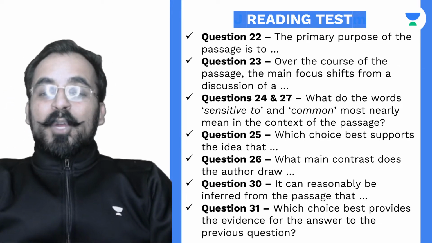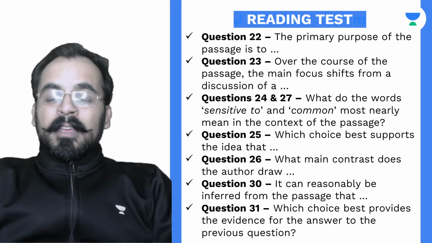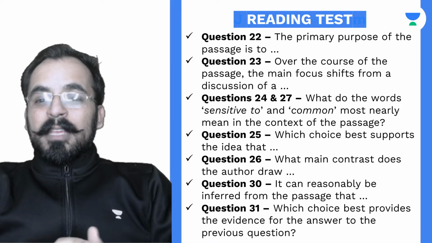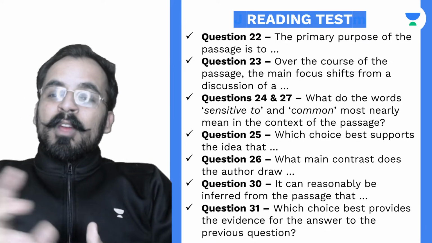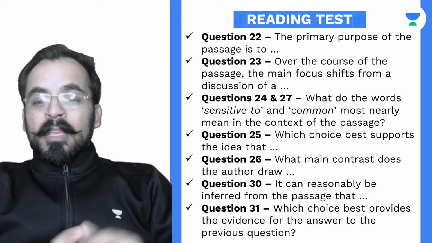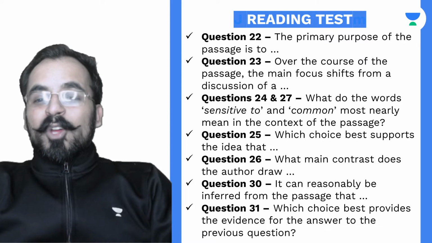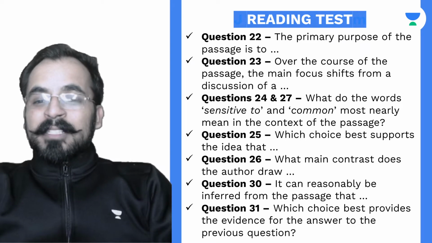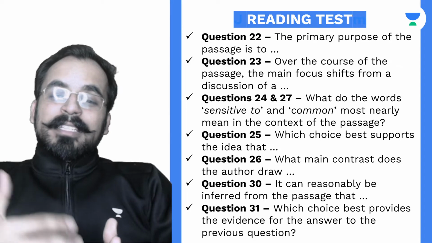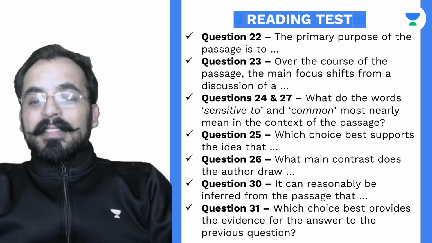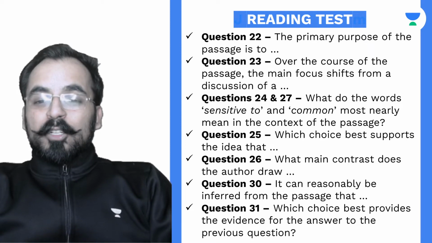Questions 24 and 27 were again vocabulary in context questions, and you had to see what the words sensitive to and common most nearly mean in the context of the passage. Question 25, which choice supports the idea? Again, we had seen it in the previous passage as well. Question 26: what is the contrast that the author has drawn? What is the contradictory idea that the author has thought of?